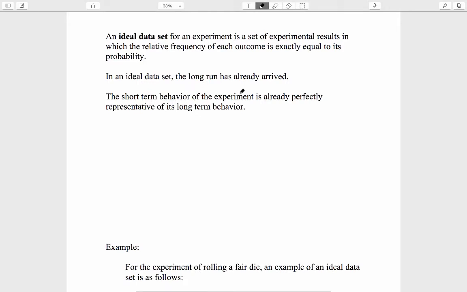The next idea will be very useful for us throughout this course and when you apply what you learn outside the course. An ideal data set for an experiment is a set of experimental results in which the relative frequency of each outcome is exactly equal to its probability. To put that in plain English, in an ideal data set, the long run has already arrived. It's a set of results of performing the experiment that are so perfect that they are, in the short run, perfectly representative of the long-term behavior. I'm not saying this happens in real life, I'm saying it's a useful way to think about experiments.